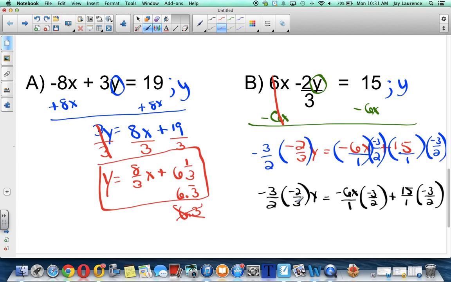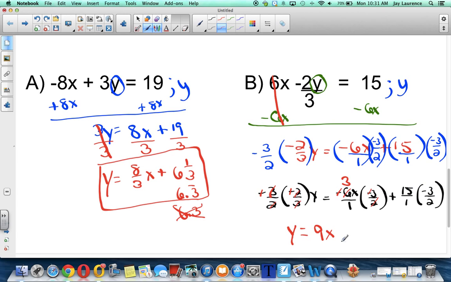All right, so the 3's are going to cancel. The negatives are going to cancel. The 2's are going to cancel. I'm left with y. Okay, here the negatives will cancel. 2 will go into 6 3 times. 3 times 3 is 9. 9 times x, 9x.